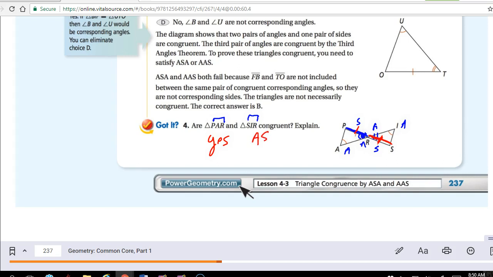And the explanation would be because of, I'm sorry, not angle, side, angle. Angle, angle, side. But what we have to be careful about is, like we showed in the previous multiple choice example, these two sides that are not between the two angles have to be corresponding to each other. And in this case they were. In the previous example they were not.